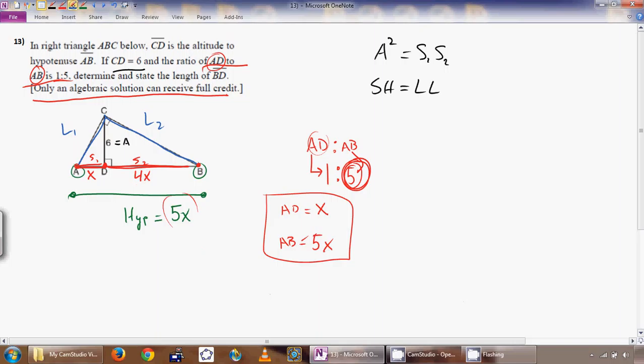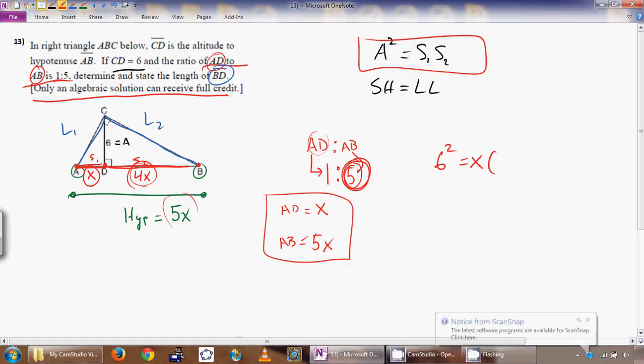They want us to figure out what the length of BD is. They want us to figure out one of our segments. So I've got the 2 segments and I've got my altitude. I'm going to try ASS on this. My altitude is 6, and that's getting squared. Segment 1 is x, and segment 2 is 4x. So if I do this multiplication, I'm going to get 36 equals, well, it's just the coefficient here is 1, so it's 1 times 4, and x times x, that's 4x squared.